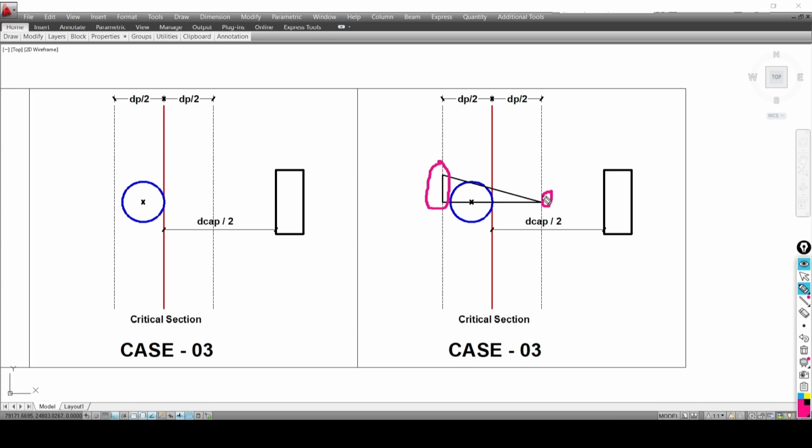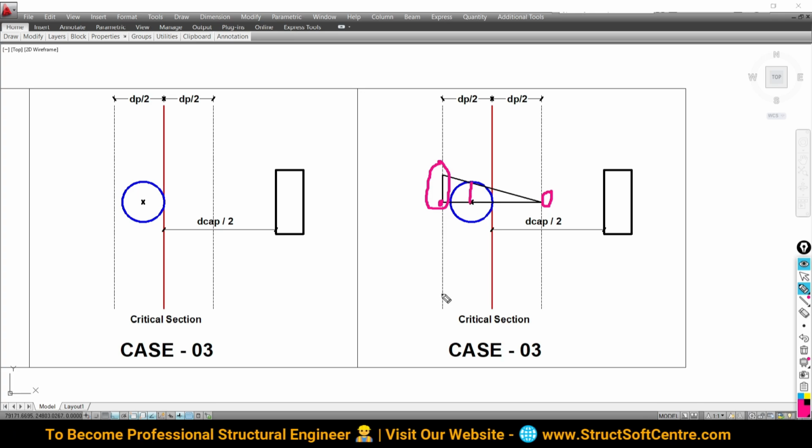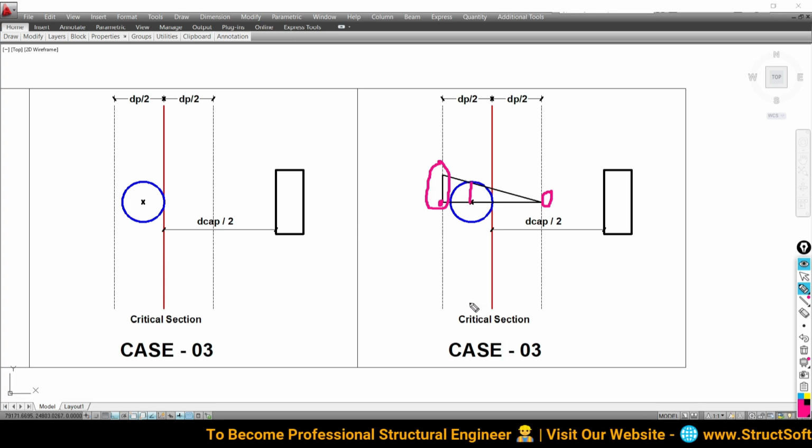If the center of the pile is coming at this line, it is 100 or 0. In between, if the center of the pile is coming, then at that time you have to do the linear interpolation. You have to find this value, that will become the percentage to carry your reaction, whatever reaction you have to consider.